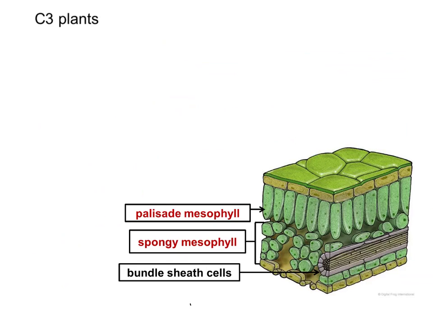Okay, so the first kind of plant we're going to talk about here is what's called a C3 plant. These are my normal plants. We're just going to review these for a second. So this is a normal plant.